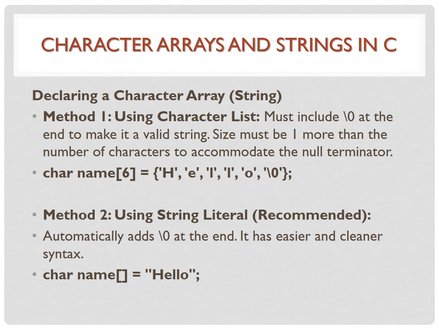For example, char is the data type, then the name with size 6, right? And within curly braces, the values are initialized: H, E, L, L, O, and the last one is a null character. So the meaning is it must include a null character at the end to make it a valid string. The size must be 1 more than the number of characters to accommodate the null terminator.